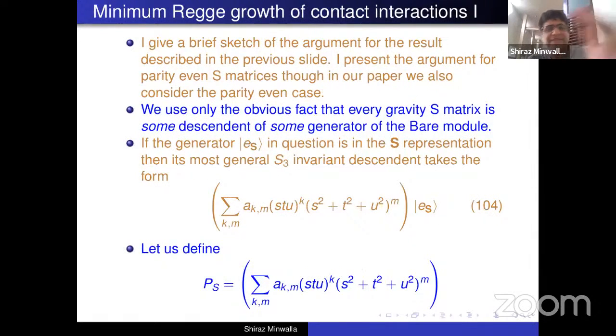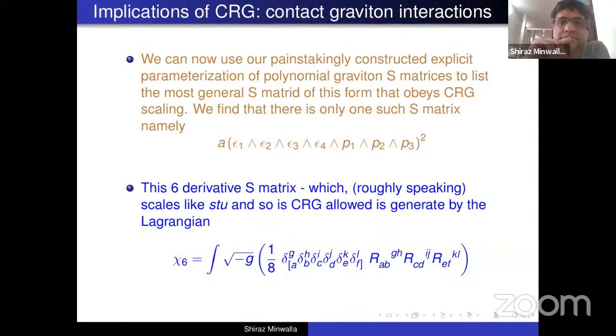Okay, Shiraz, I have a question. Please, Ashok, go ahead. Yeah, so it looks like these kinds of Lagrangians are the ones which allow an initial value problem, right? Lovelock. Yes. So are these unrelated, or do you think these are related? Okay, that's an excellent question.